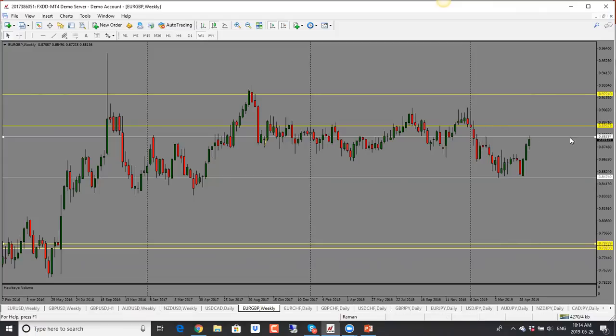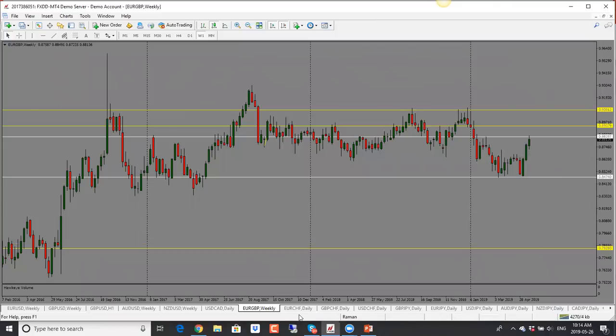So I would be careful here. But the target will be 0.8840. So if it goes through this level, then we're looking for 0.8940, and it could potentially go all the way to the upside. But I would not go long on this till it gets to the other side. So for now, I will watch this one. Bias is bullish. First target, 0.8940. Second one, 0.9080, if it goes through this level. So bullish for Euro Pound.